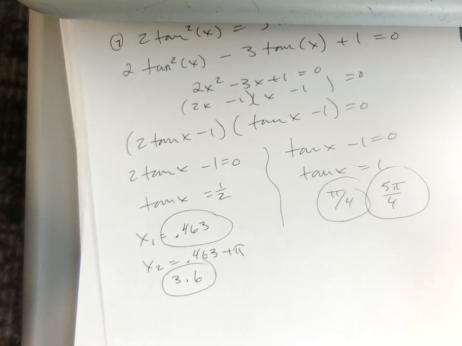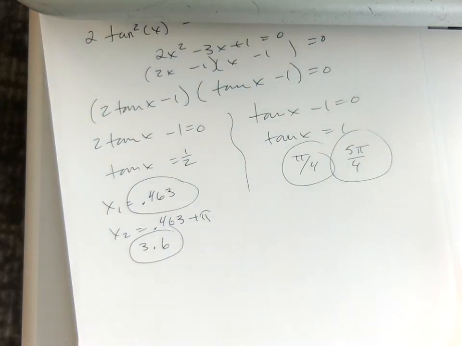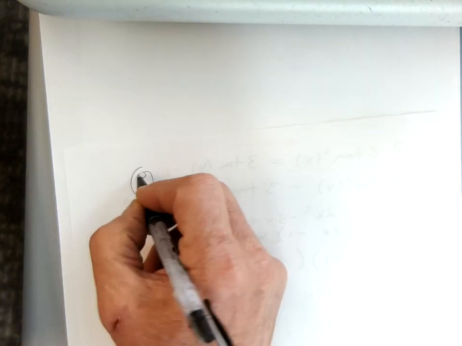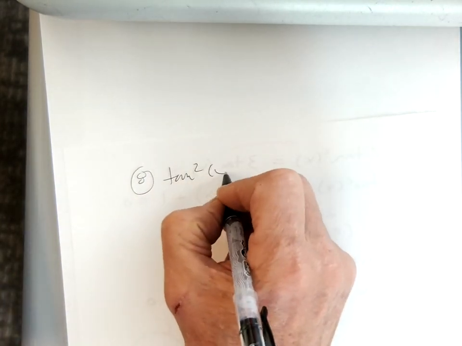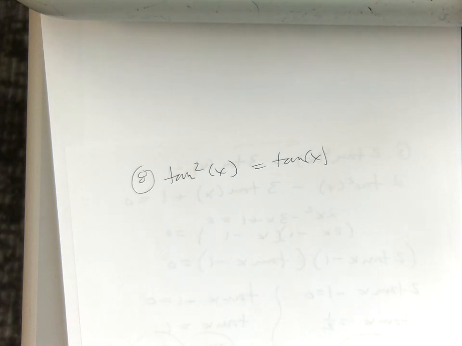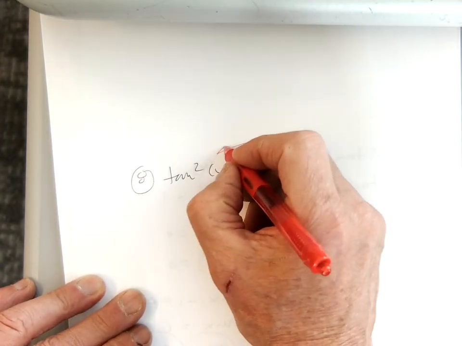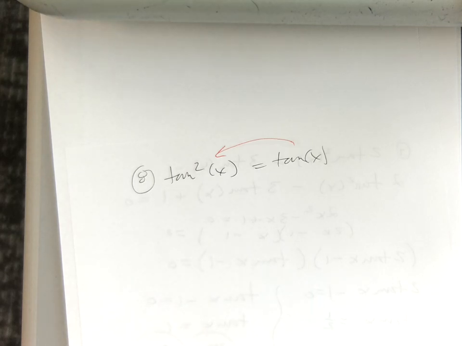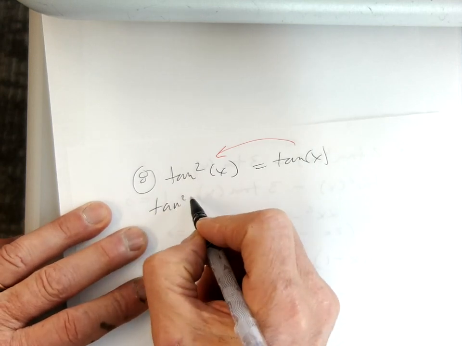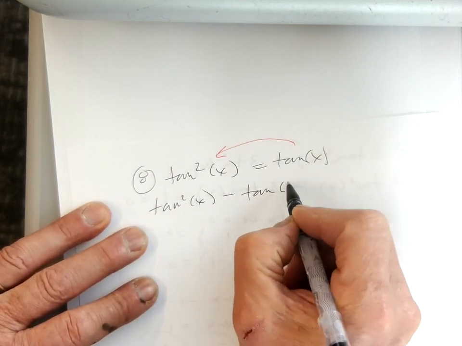Okay, and I'll do number 8 when you're ready. Okay, gone. Number 8: tangent squared of x equals tangent of x. Don't divide by tangent. You're going to lose a value. What we're going to do is common factor. But before we common factor, we'll bring the tangent over to the other side, and bring them together. I get tangent squared of x minus tangent of x equals 0.